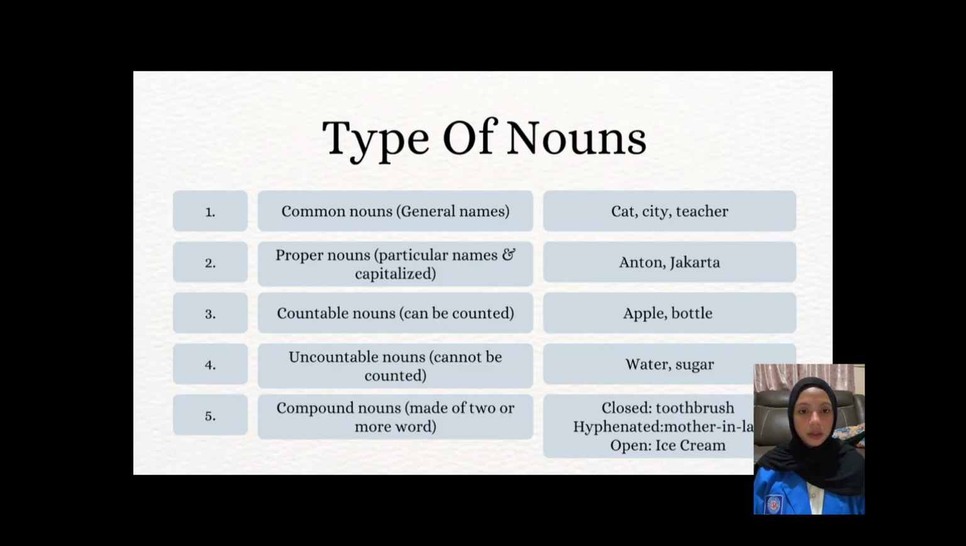Then countable nouns, which can be counted, for example, apple to apples. We also have uncountable nouns, which cannot be counted, such as sugar or water. And finally, compound nouns, which are made up of two or more words. For example, closed compound, toothbrush; hyphenated compound, mother-in-law; open compound, ice cream.